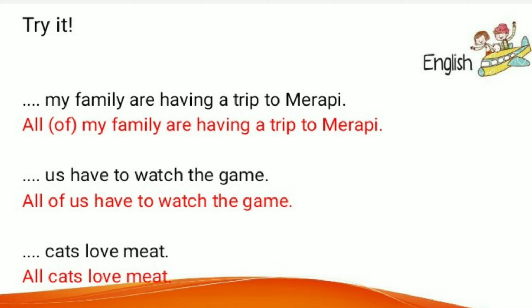Try it. Blank, my family are having a trip to Merapi. So in this case, you can use all my family are having a trip to Merapi, or all of my family are having a trip to Merapi. Right? Blank, us. Nah, us is a personal pronoun and you have to use of. All of us have to watch the game, right? And the last, cats. Cats is in general, so you don't need of. You can simply say all cats love meat.